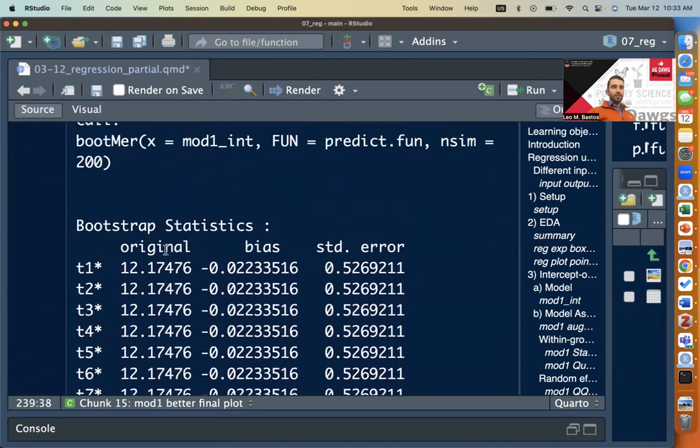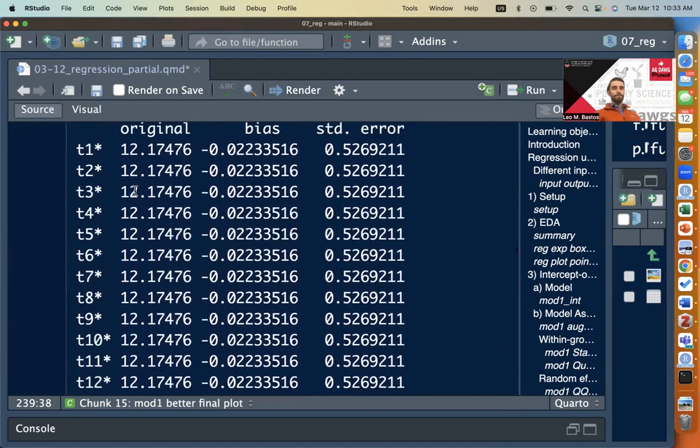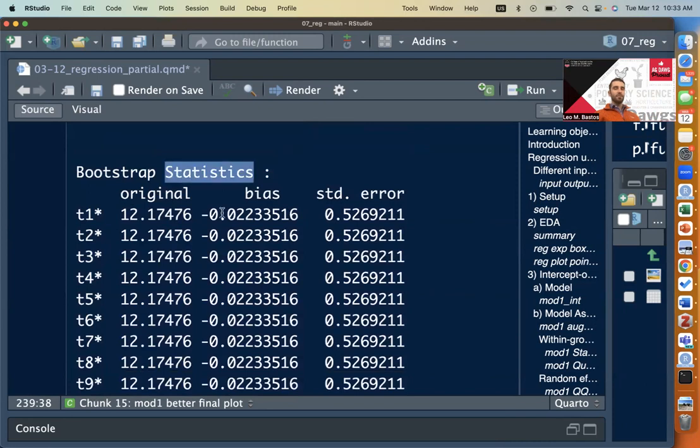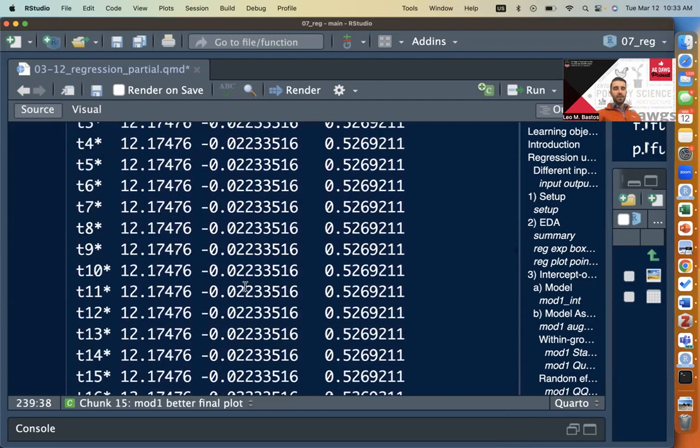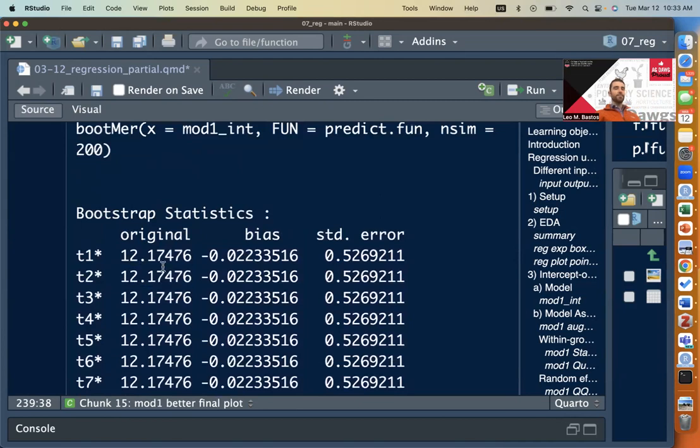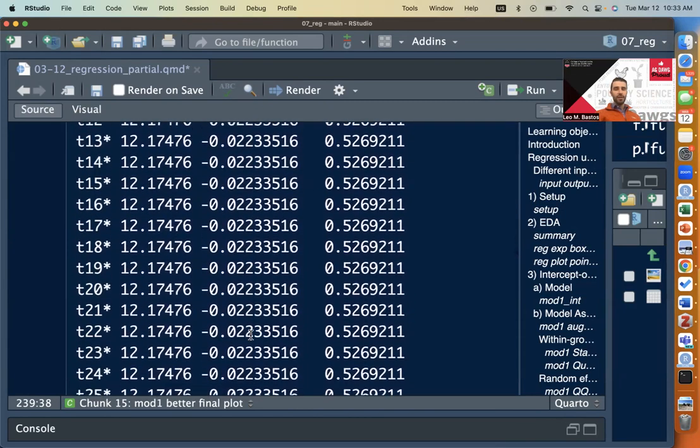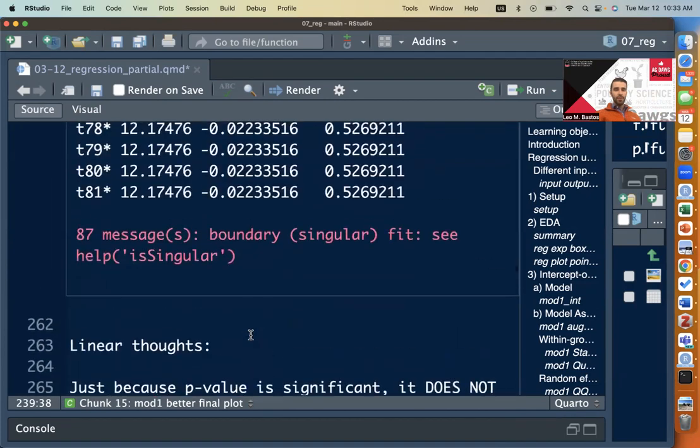So this is the original value. Remember that for each bootstrap run, and we're doing 200, it is taking a subsample of our data, running the same intercept model, extracting the intercept value for that one model, and plugging that into this data set. It's doing that multiple times, for each one of these runs, and is giving us the bootstrap statistics here. Because it is an intercept only model, things are not changing a lot.